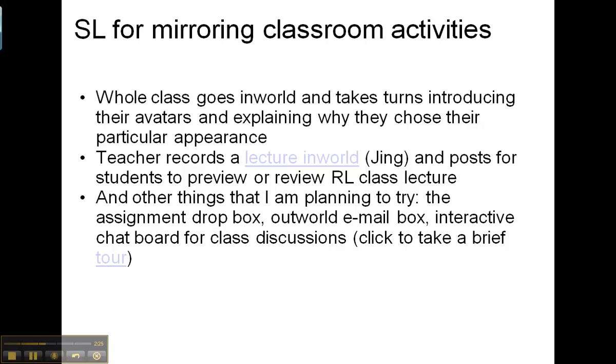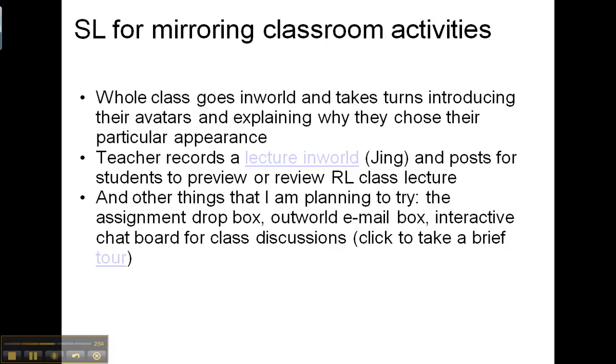For example, I did this in a grammar class in a computer lab where everybody logged into Second Life, and then each student one at a time would come up to the front to the podium and make their avatar stand up and then speak in real time in front of the class about their avatar, while all the other students at their computers were controlling their avatars and making them sit down and listen. So this is mixing two modalities.